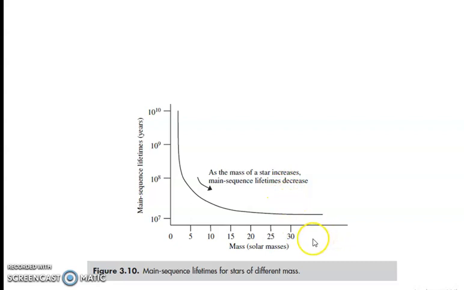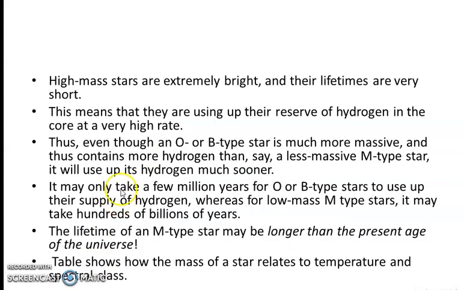From the figure we can see that stars having a mass of the order of 30 times that of the sun have a main sequence lifetime of the order of 10 to the power 7 years only. Generally, the high mass stars are extremely bright and their lifetimes are very short. So that means they are using up their hydrogen at a very high rate.